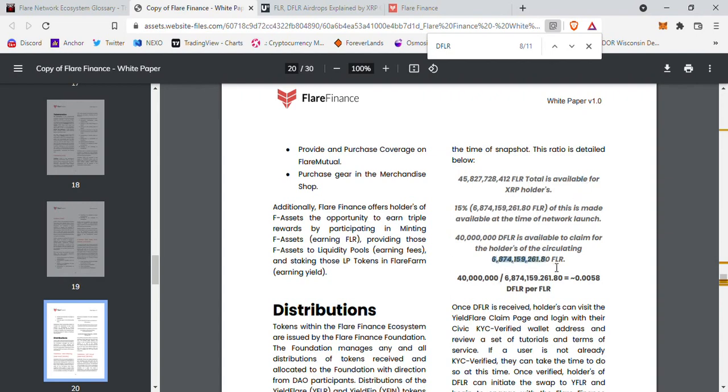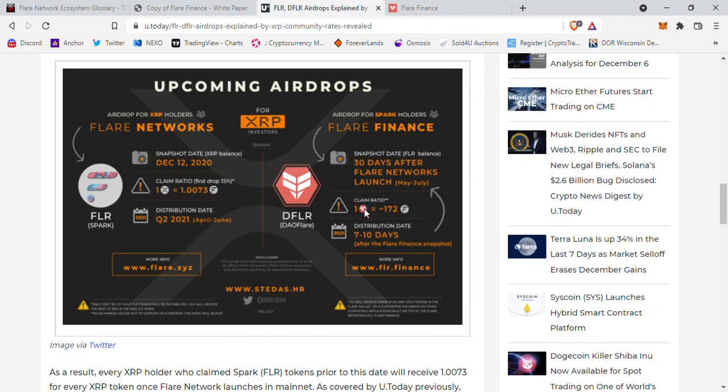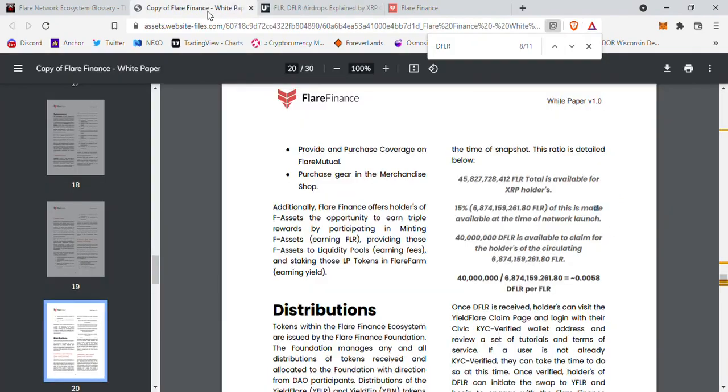The reason you see that 6 billion there is just because that's the circulating supply that is going to be available at that time, because only 15% of Flare tokens, this is for the XRP holders, I hope this isn't going to confuse anybody, 15% of Flare tokens is going to be dropped to XRP holders when the platform does launch. So yeah, just 40 million DFlare is going to be available to Flare holders, at that ratio of 172 Flare per 1 DFlare.